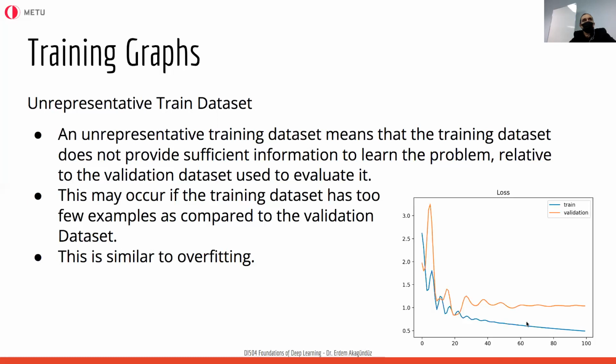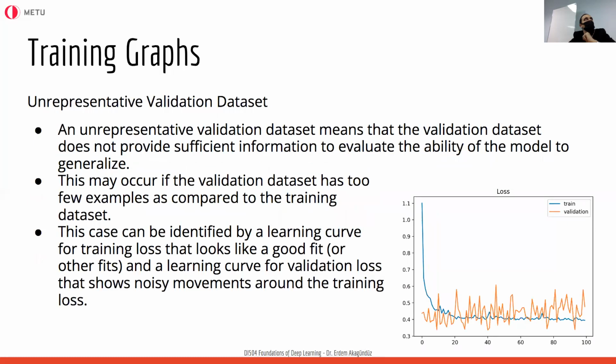So an unrepresentative training set will be more oscillatory. However, in the end, you'll see that gap between the validation and the training set. So keep that in mind. Is my training set representative enough? An unrepresentative validation set is another story.